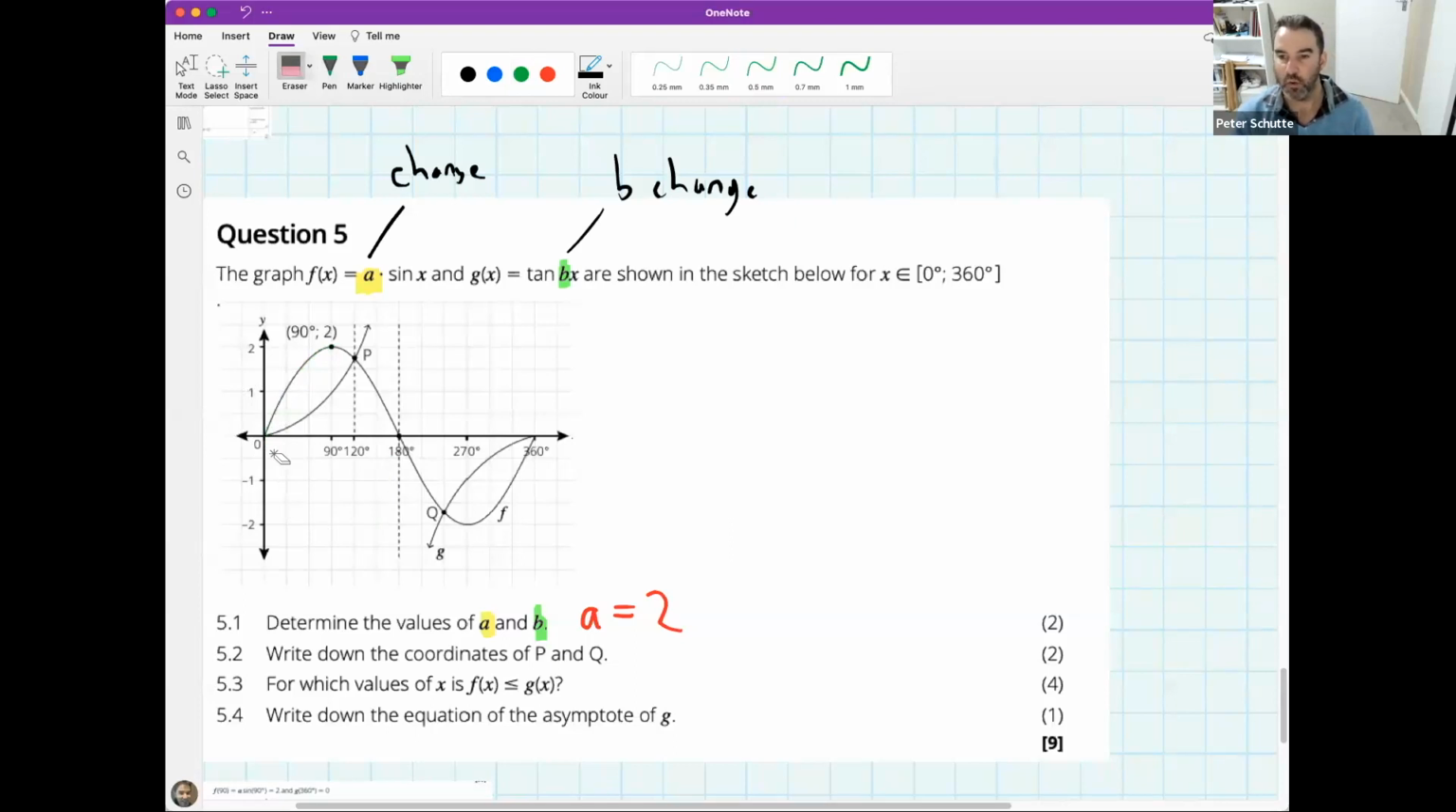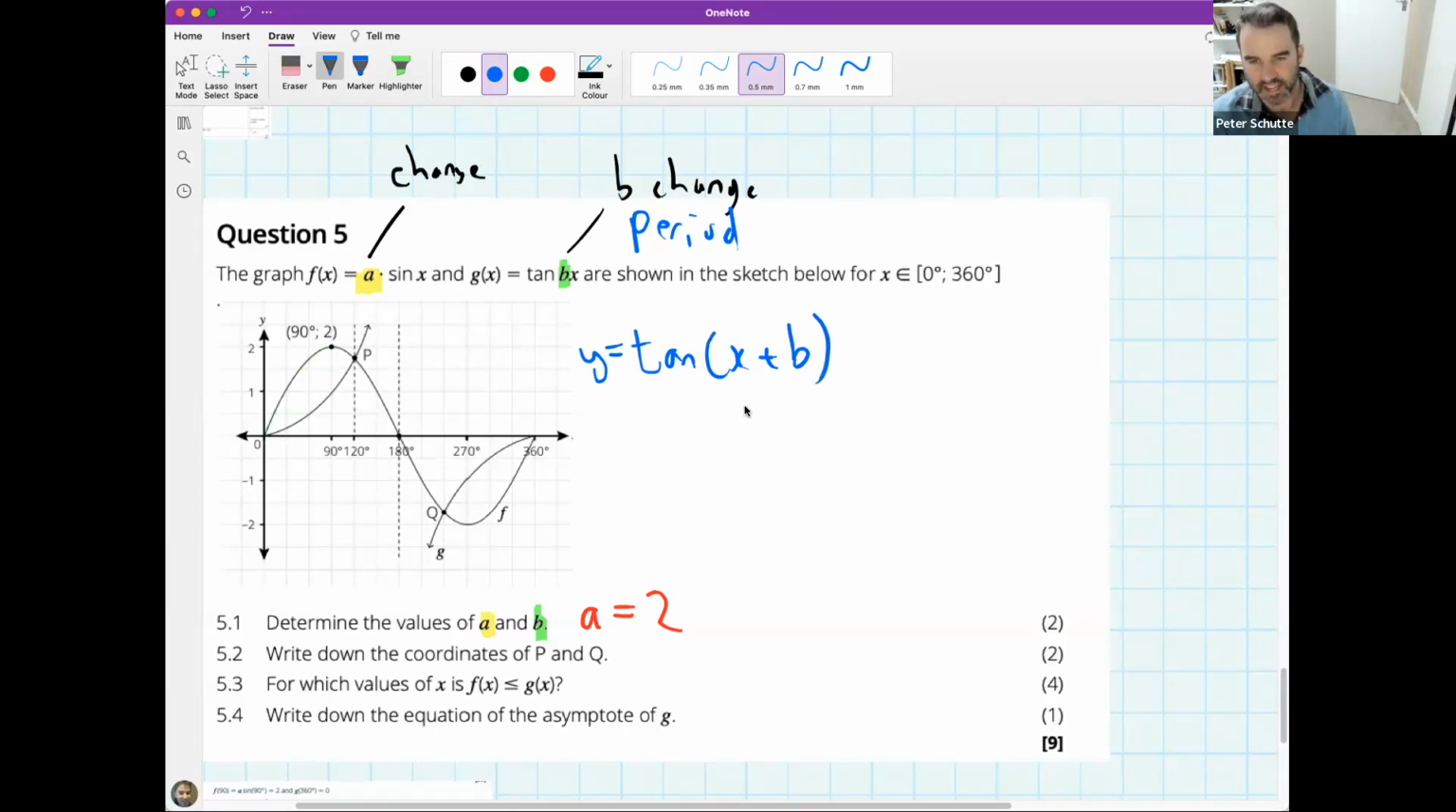Okay, now watch out. B doesn't actually shift the graph. What B changes is the period of the graph. So the value in front of the X changes how quickly we get a full tan graph in play. If we had y equals tan x plus B, then that would be a horizontal shift. But this graph actually has a number in front of the X.